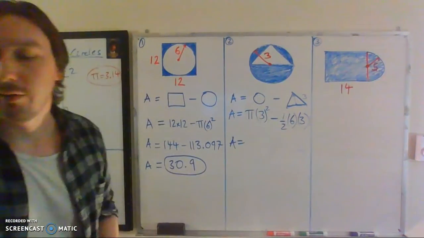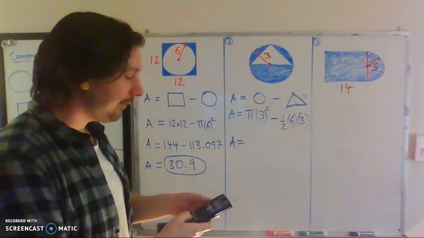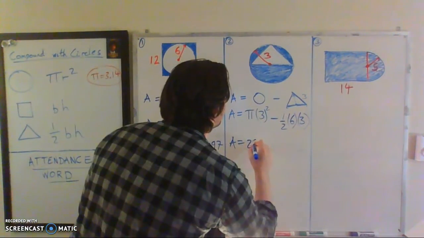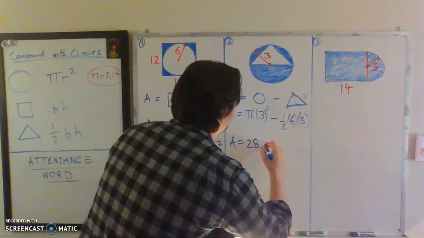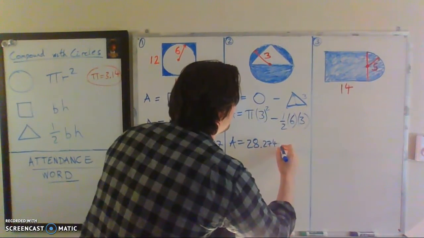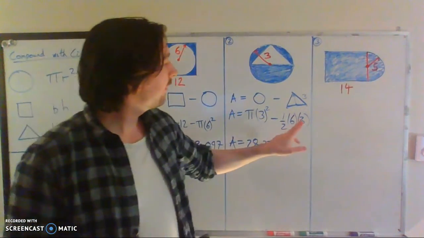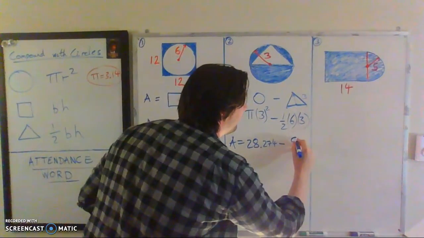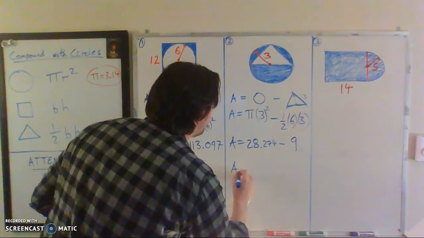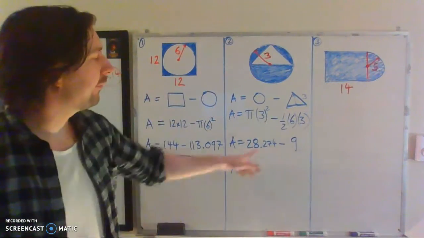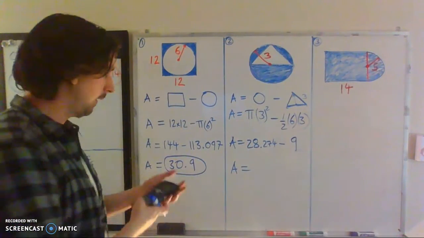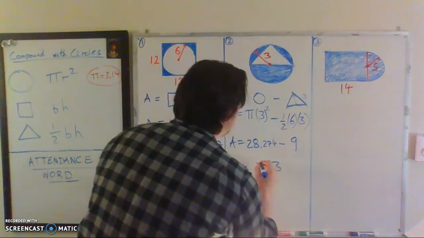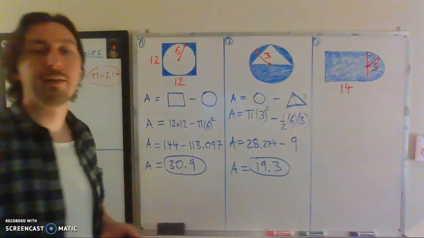Pi 3 squared. So 3 squared is 9, and 9 times pi gives me 28.274. Take away, 6 times 3 is 18, and half of 18 is 9. So my final area, 28.274 take away 9, gives me 19.3 if I round it to 1 decimal place.